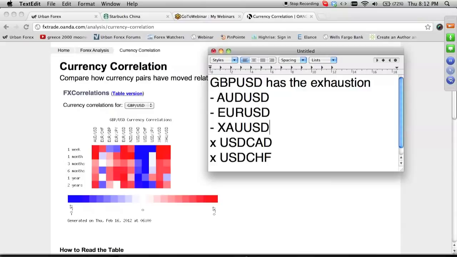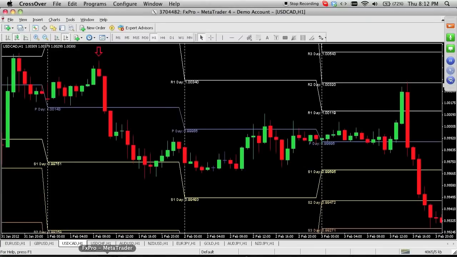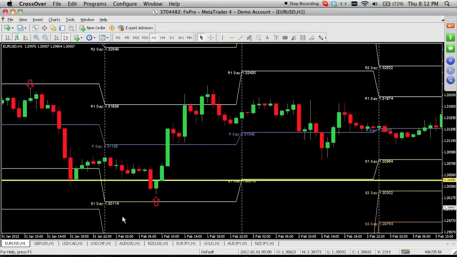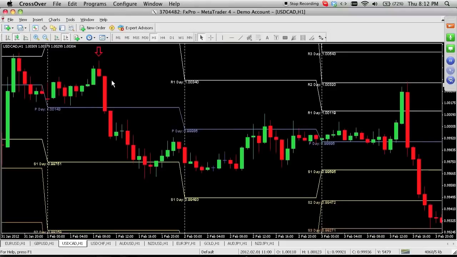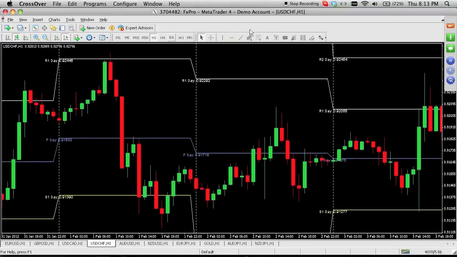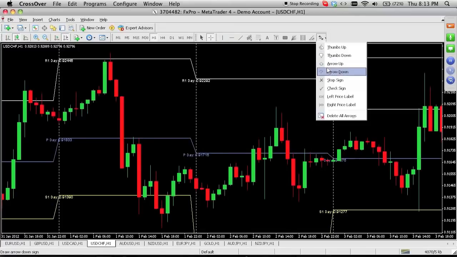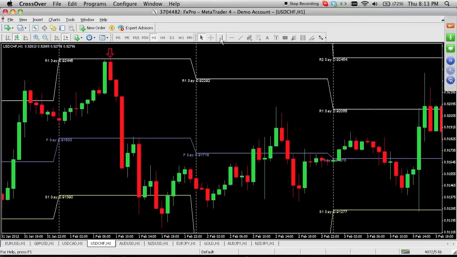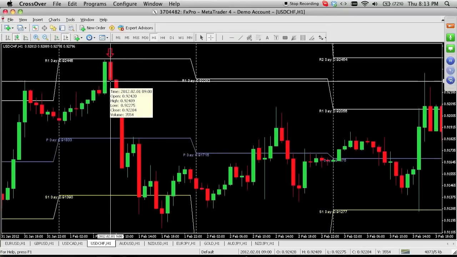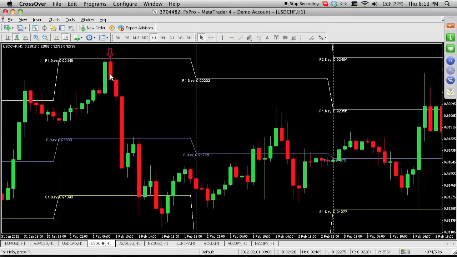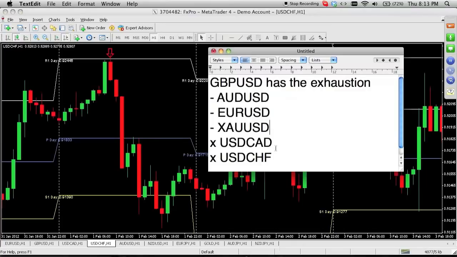All I know is there's one exhaustion, and from these pairs that we listed, Euro USD has already left. US dollar Swiss franc, US dollar CAD already left. Let's take a look at US dollar Swiss franc. It's dropped strongly at 9 o'clock. Let's take a look. Yes, this is 9 o'clock, and look at the size of this drop. And it's also bounced off of the pivot point right here. Okay, so already left on that one too. What other pair goes with this? Last but not least, we have gold.